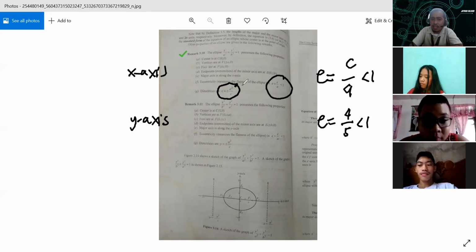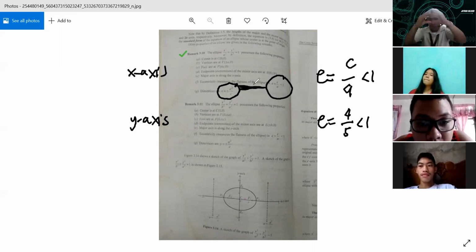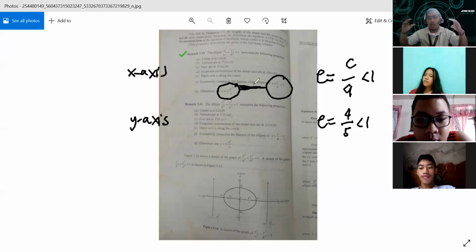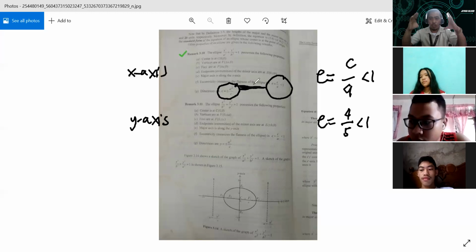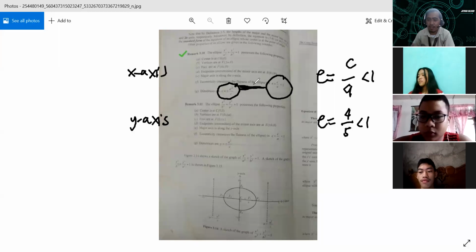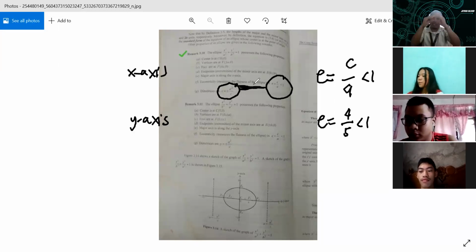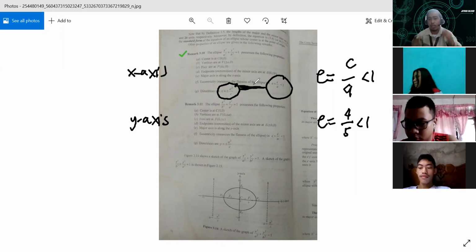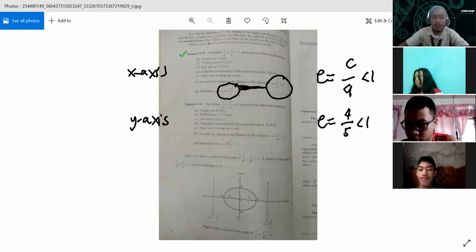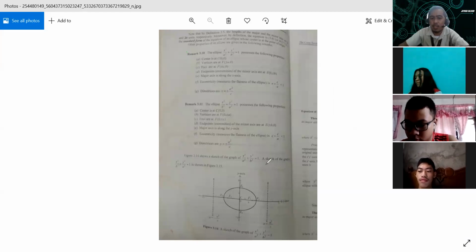By the way, what is eccentricity, class? Eccentricity is the flatness of your ellipse. How flat it is. If your eccentricity is small, the ellipse is quite flat. But if it is large, it is closer to a circle. Got it? Any questions so far? No question?